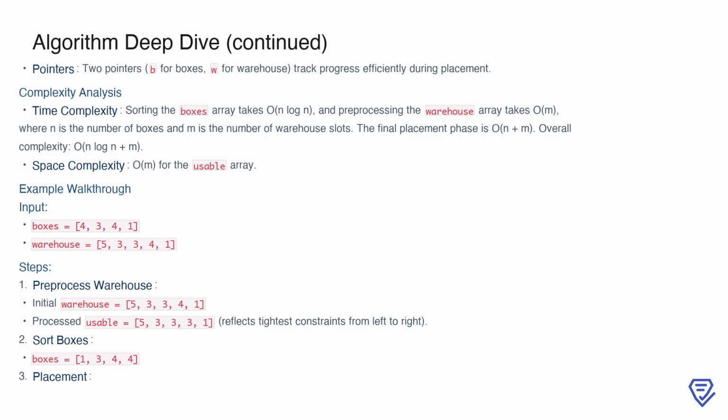Combining these, the overall time complexity is n log n plus m. For space complexity, we use m extra space for the usable array, making the solution quite memory efficient.